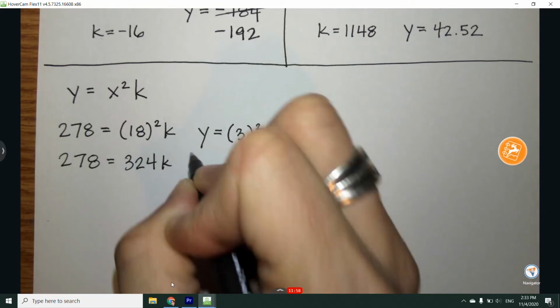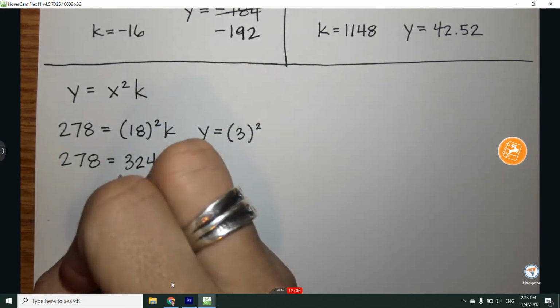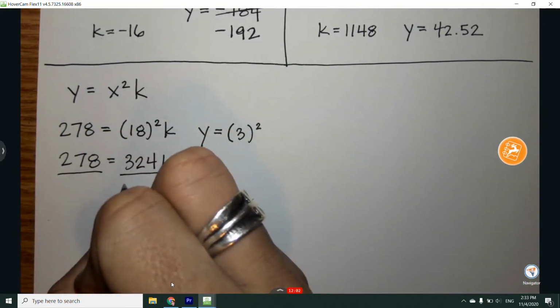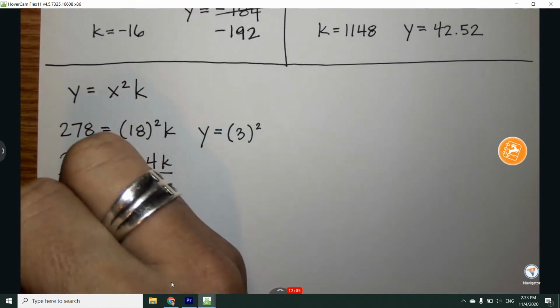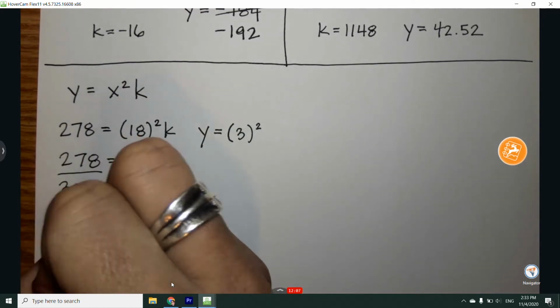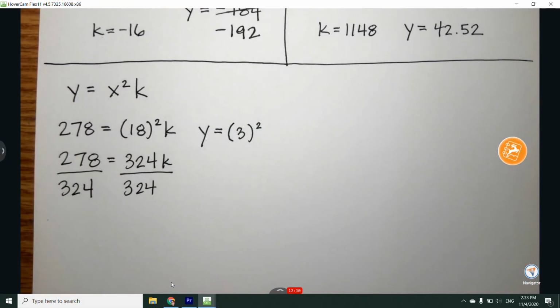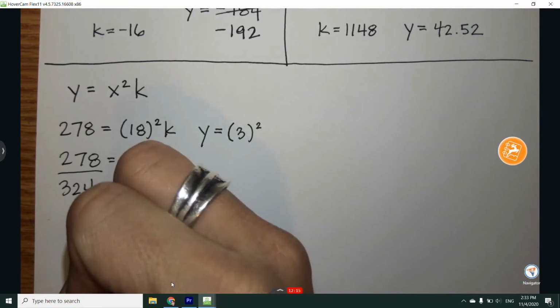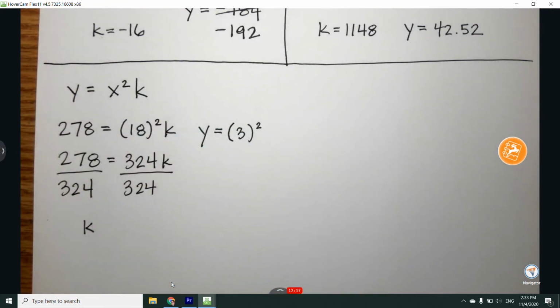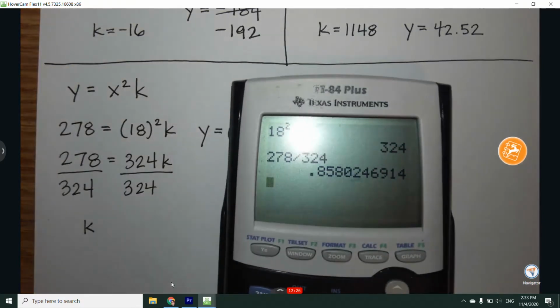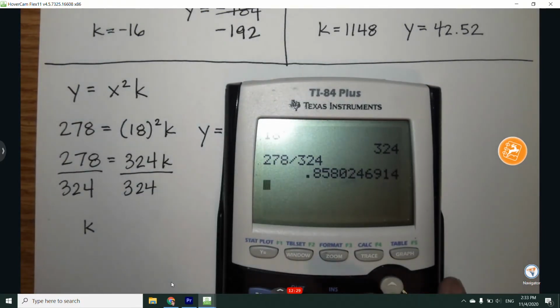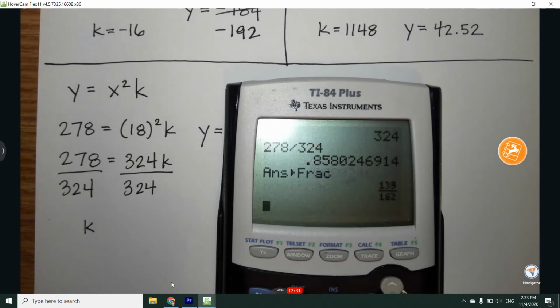And this is going to be multiplied times k. So next thing we're going to do is divide both sides by this 324. And this may not be a perfect thing, and I'd like to leave my answers, especially when I'm expressing them as k, if it didn't end up being something nice and pretty, I like to leave them as fractions. And so this is what it would look like as a decimal, but I don't like doing that. So I'm going to turn mine back into a fraction and just leave it.